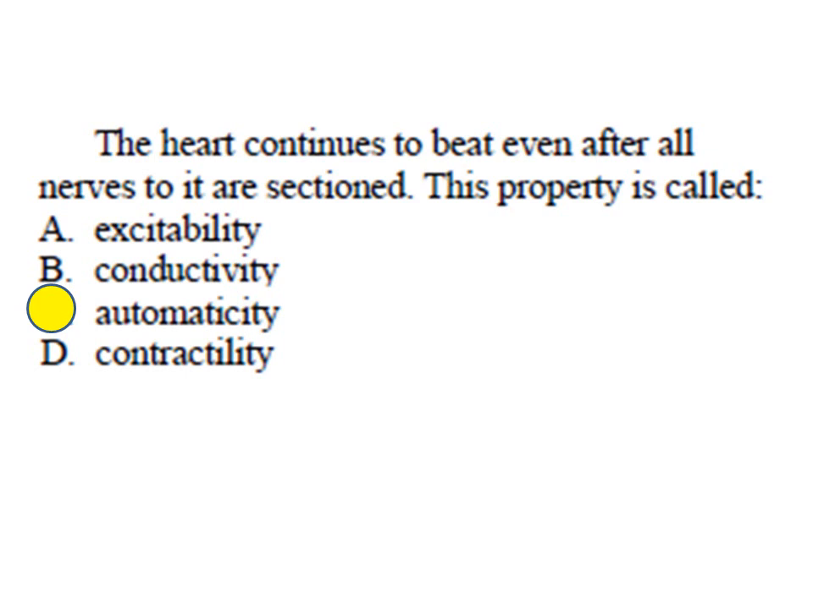The last feature is contractility. Contractility is the contraction of the cardiac muscle. All these features are true of the heart, but the spontaneous generation of action potentials is called automaticity.